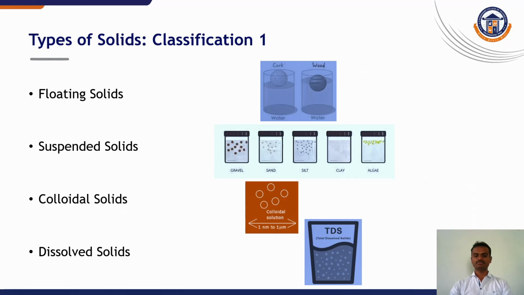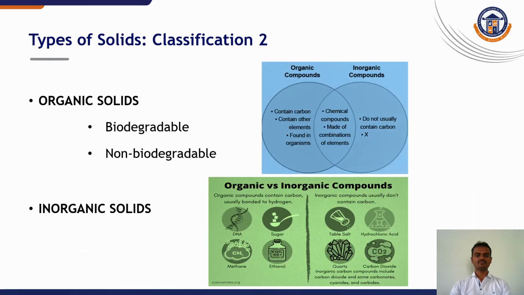And the very fine particles that remain suspended and can pass through any ordinary filters are called colloidal solids. And the substances that are completely dissolved in water and cannot be seen with the naked eye, those are called dissolved solids. Now let's classify solids based on the composition.